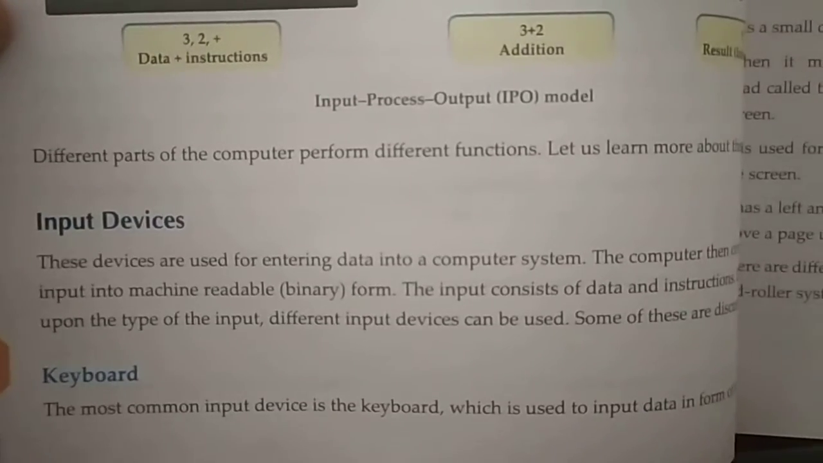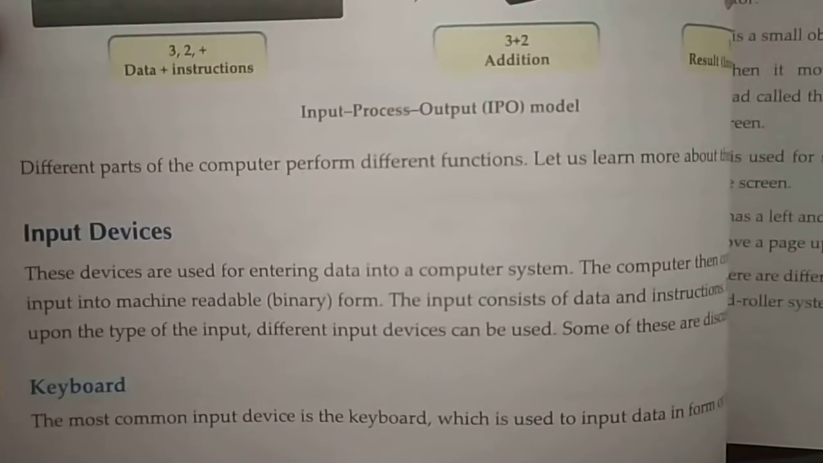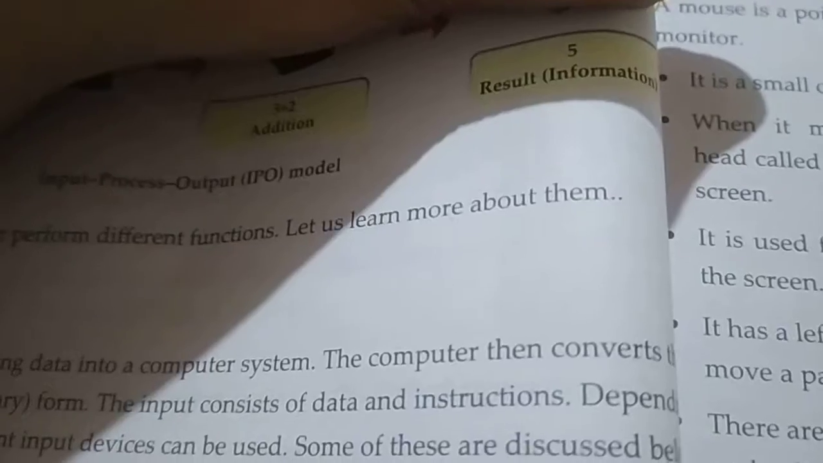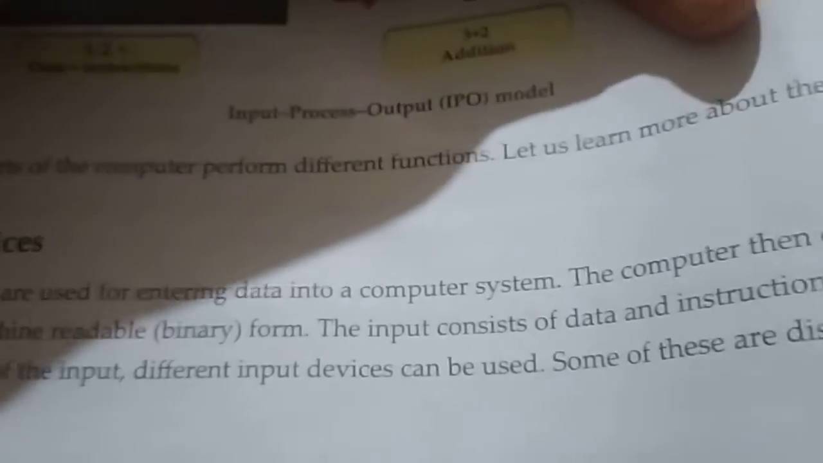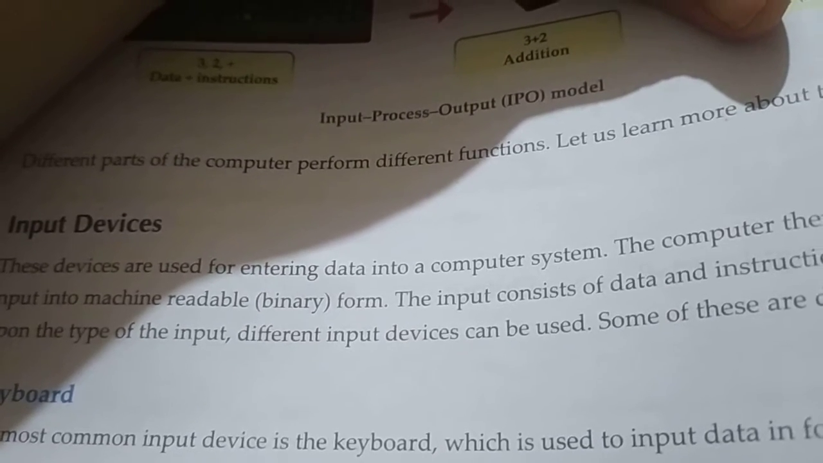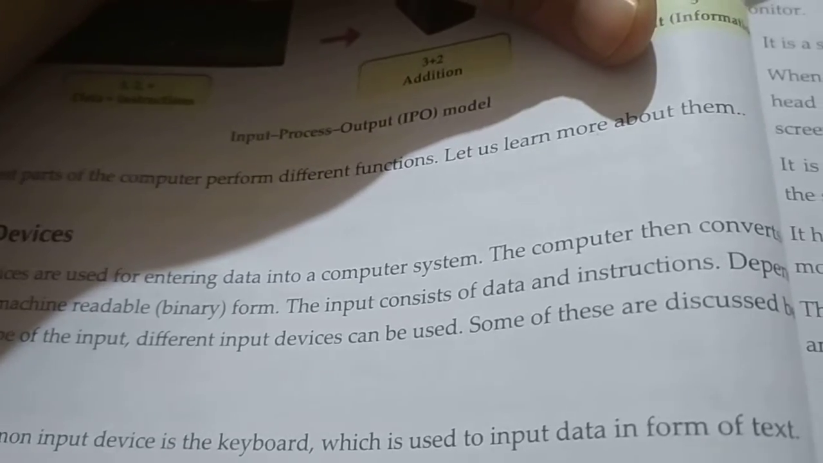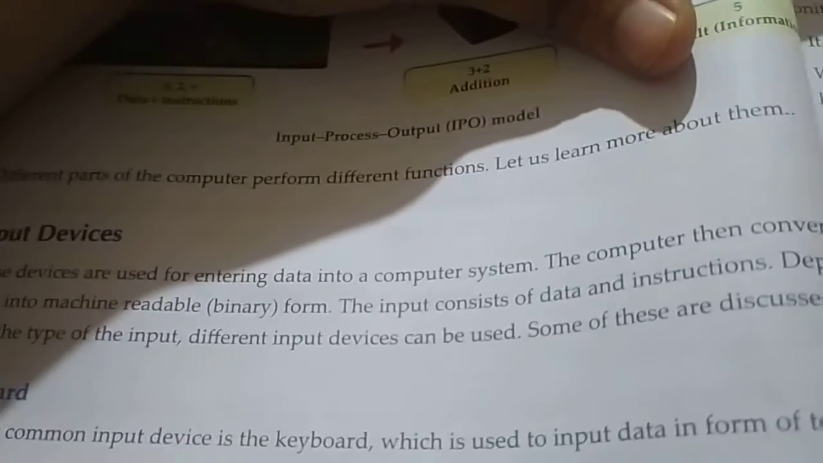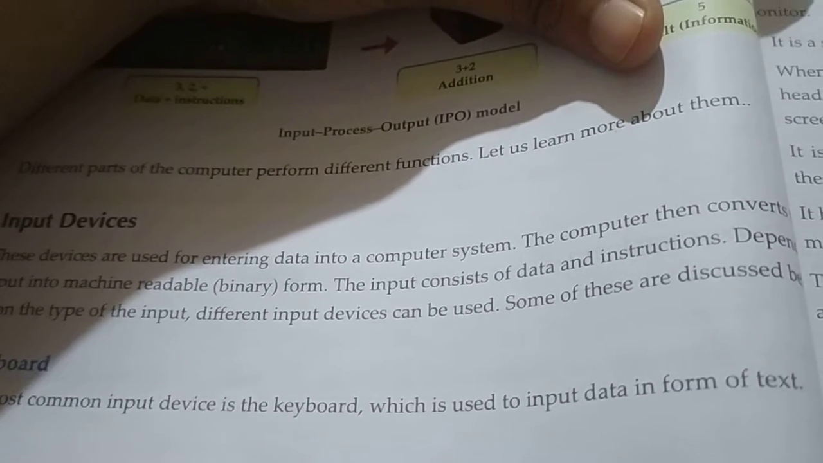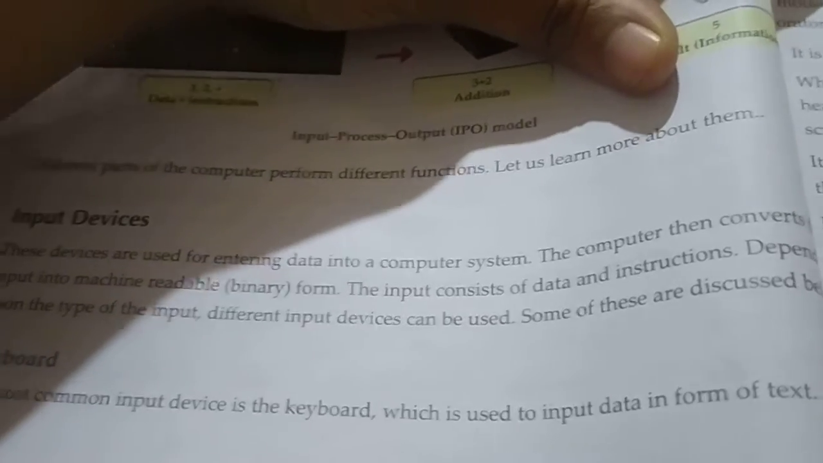First is input devices. These devices are used for entering data into a computer system. The computer then converts the input into machine readable, that is, binary form. The input consists of data and instructions, depending upon the type of input. Different input devices can be used. Some of these are discussed below.